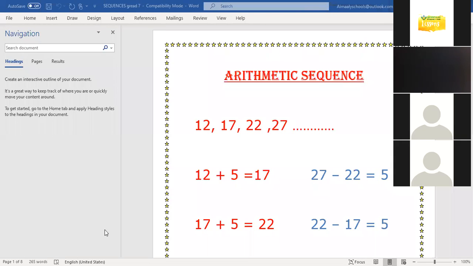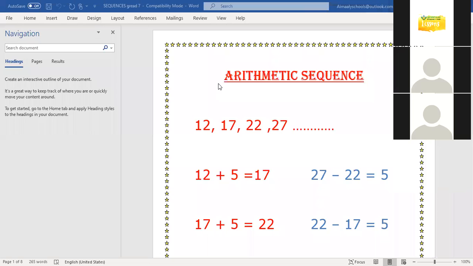Today we will start sequences. Because we have newcomers. Yes, ask.